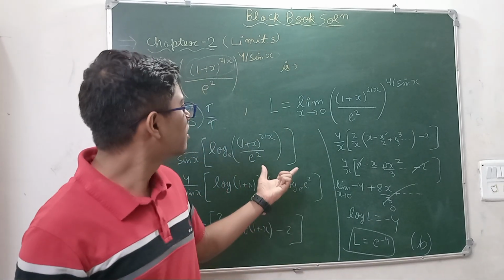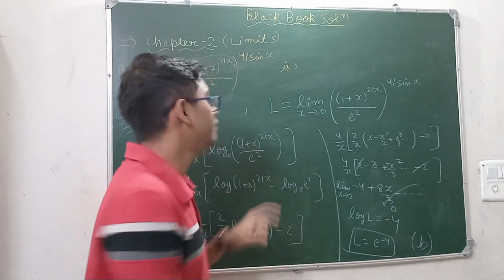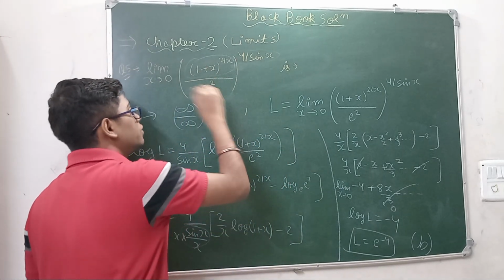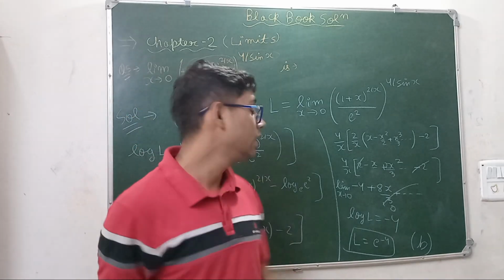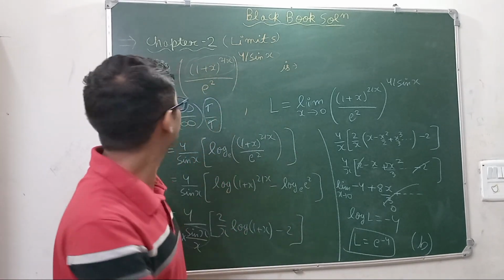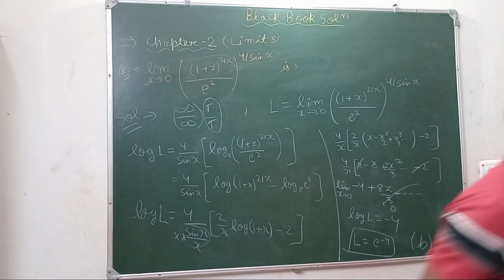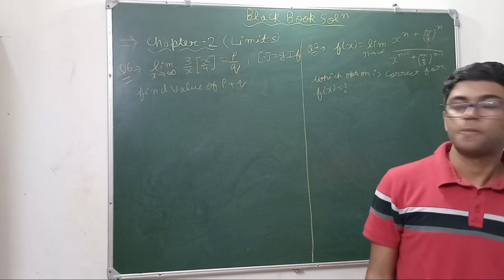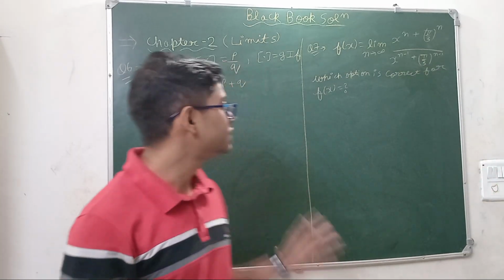Always remember, whenever the form infinity by infinity comes, you have to take log on both the sides, assuming the limit value as L. Okay, now moving on to question number 6 and 7.